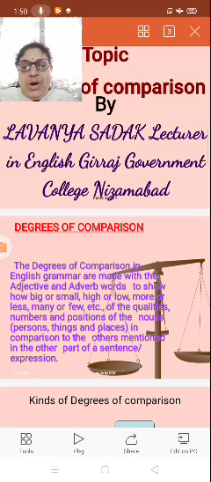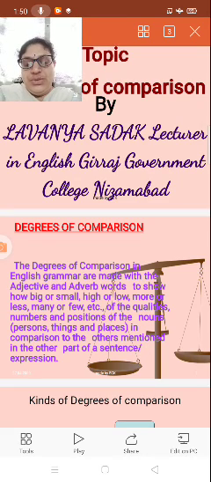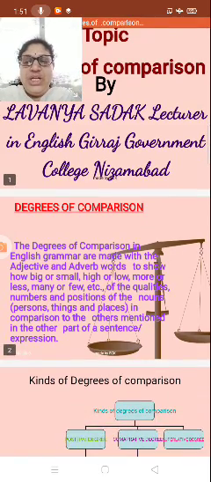So what are the degrees of comparison? Today we are going to learn what the degrees of comparison are, what the types of degrees of comparison are, and how it works by making sentences, whatever it may be. So how it works in the grammar part. Today we are going to learn about the degrees of comparison in English.